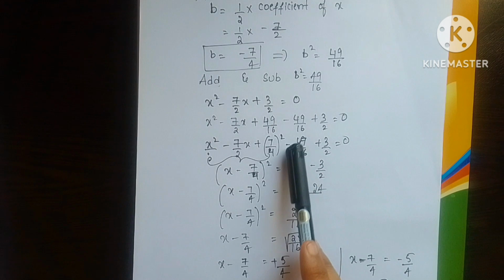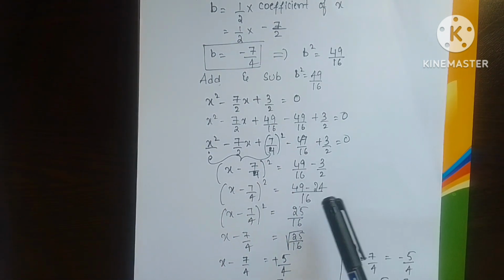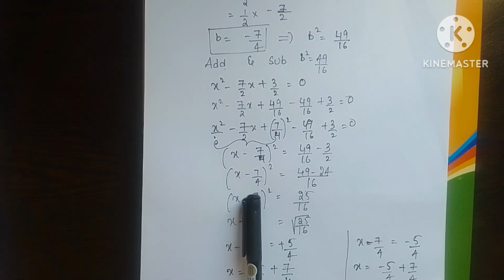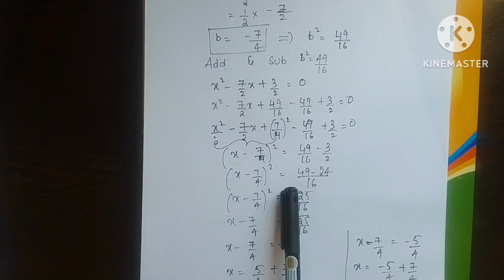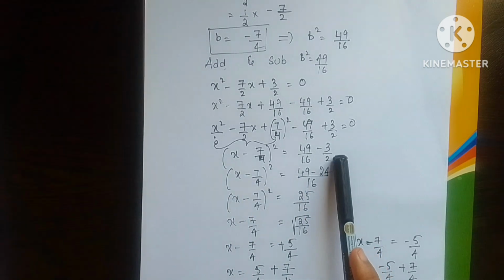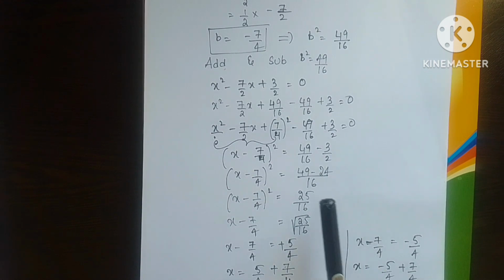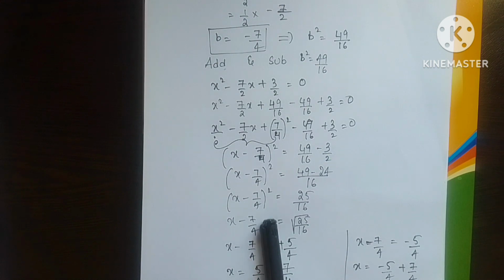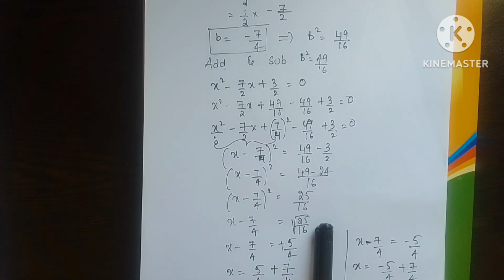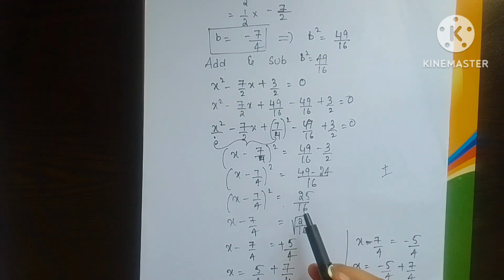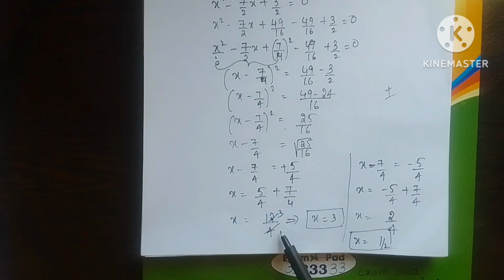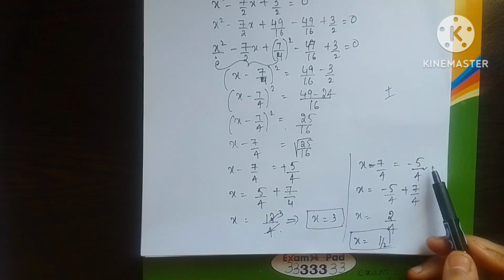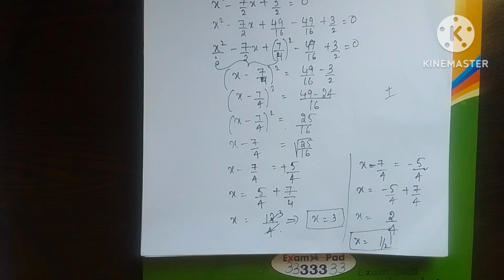So now bring the remaining numbers to the RHS. So a minus b whole square means x minus 7 by 4 whole square is equal to 49 by 16 minus 3 by 2. Take the LCM. After taking the LCM, we will get one number. And this square goes to the other side, meaning we take the square root. If we take the square root, two roots will be there, that is plus and minus. So if we take plus 5 by 4, we will get this answer. If we take minus 5 by 4, we will get this answer. So finally, two roots.